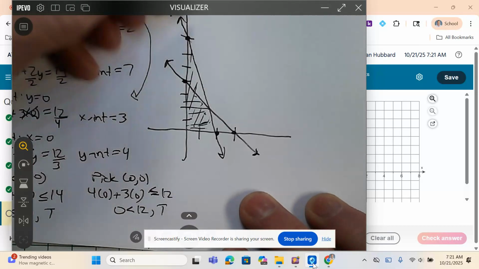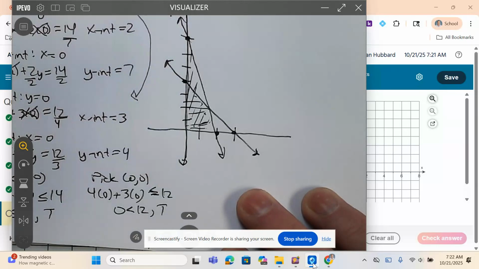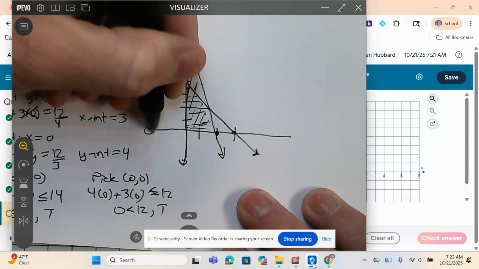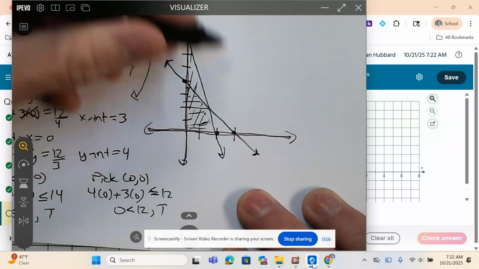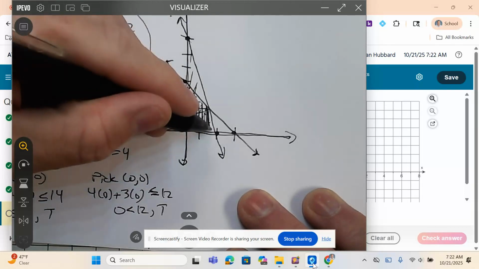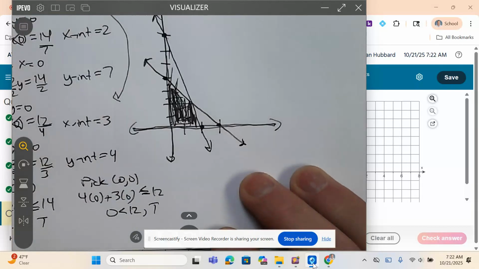Now x is greater than 0. It's a vertical line, and it's shaded to the right. So you see how there's already this overlapping. And y equals 0 is a horizontal line shaded above. So it's going to be right and above, in addition to this already that's filled in. So this right here will be our solution set area.